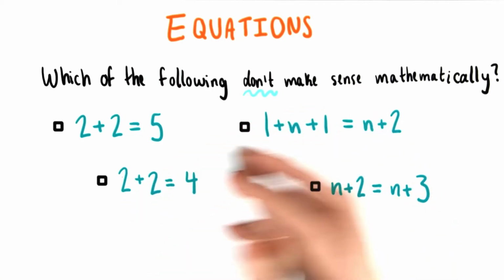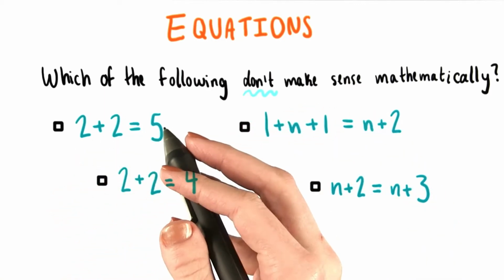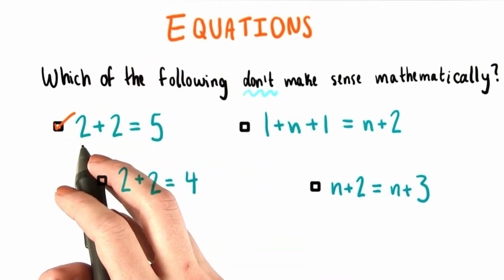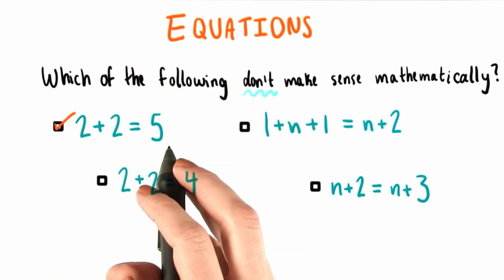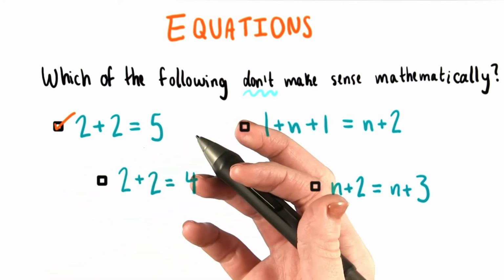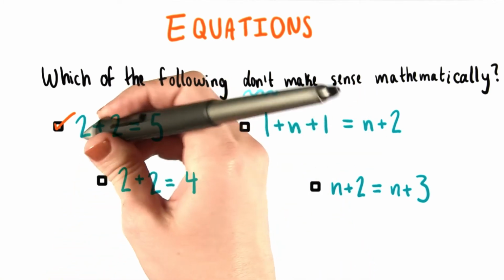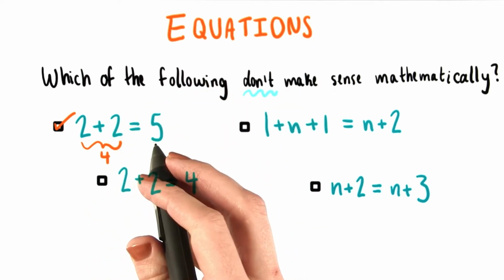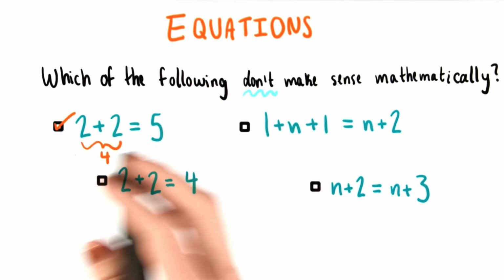We could jokingly say 2 plus 2 equals 5, but this is not actually an equation. So I'm going to check it off. The reason this is not an equation is that the quantities on either side of the equal sign are not actually equal to one another. We know that 2 plus 2 equals 4, and we know that 4 is not equal to 5. So this is not a true equation.